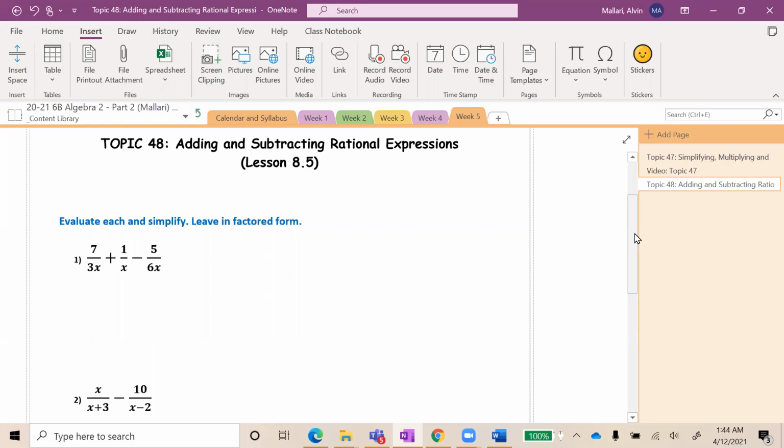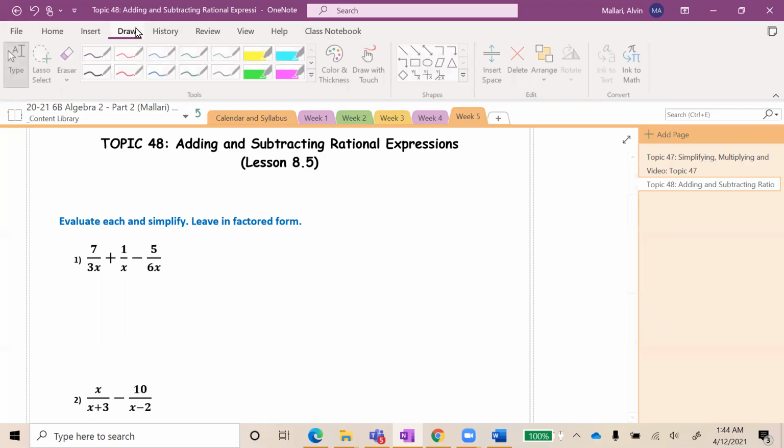So let's say in number one, we have the denominators 3x, x, and 6x. So we will need to find the LCD. The LCD for 3x, x, and 6x is going to be 6x. So that means all the denominators will need to be 6x. And how can we achieve that? Let's start.